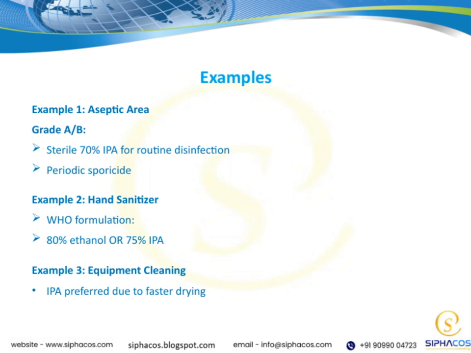Finally, when it comes to cleaning equipment, alcohol-based solutions are preferred, especially isopropyl alcohol. The reason is that IPA dries faster, which helps speed up the cleaning process and reduces downtime without compromising on disinfection quality. These examples highlight the importance of selecting the right disinfectant for each situation, which is crucial for maintaining a sterile environment and ensuring safety throughout our processes.